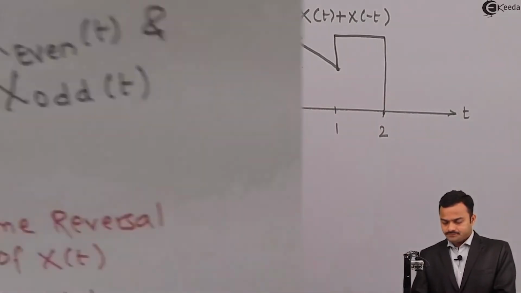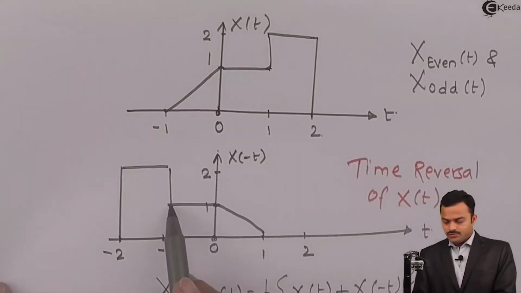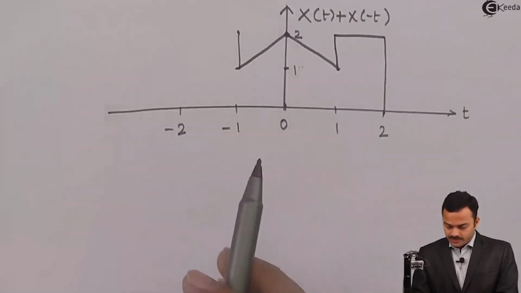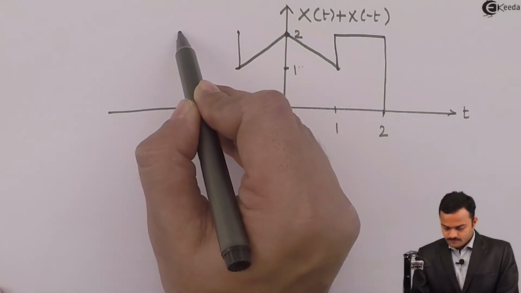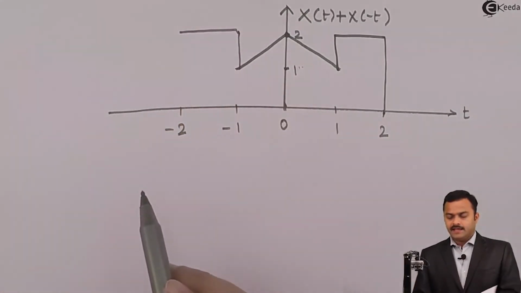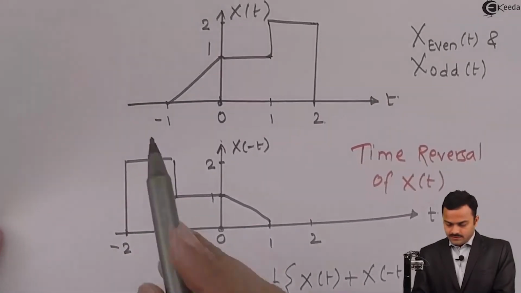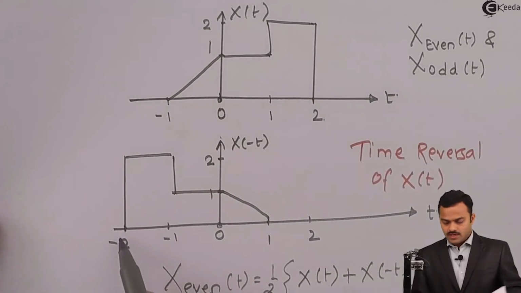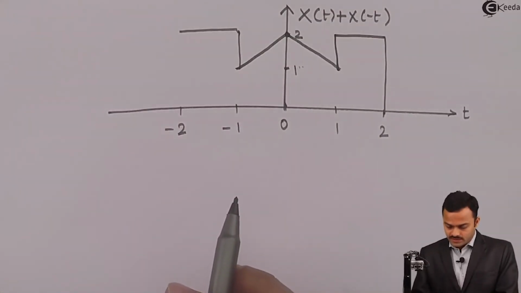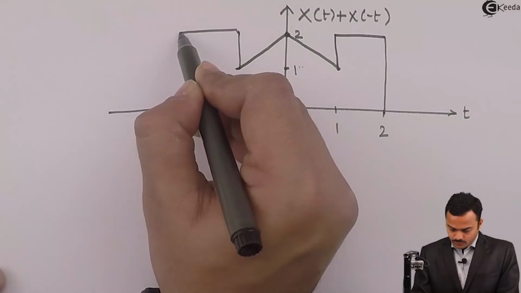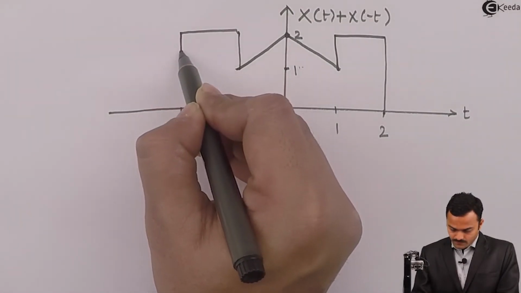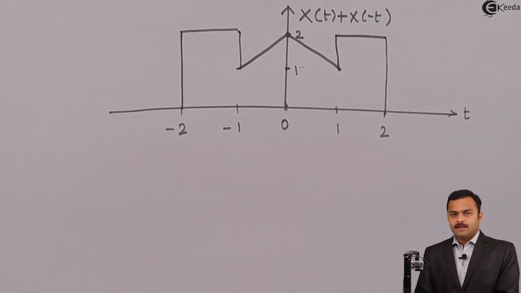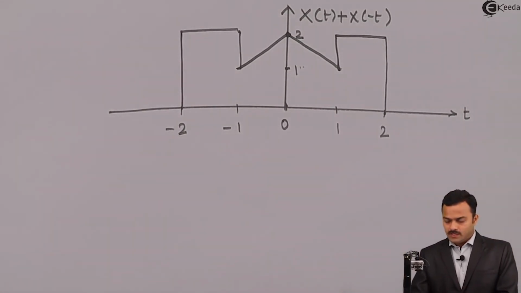And from minus 1 to minus 2, this value is 0, this value is 2, and the 2 value will be continued. In the end, here nothing is present, meaning 0 value, this value is becoming 0. So at t equal to minus 2, the signal should drop down from 2 to 0 like this. So I will get this signal, but this is not the even signal because we need to divide the whole by 2.